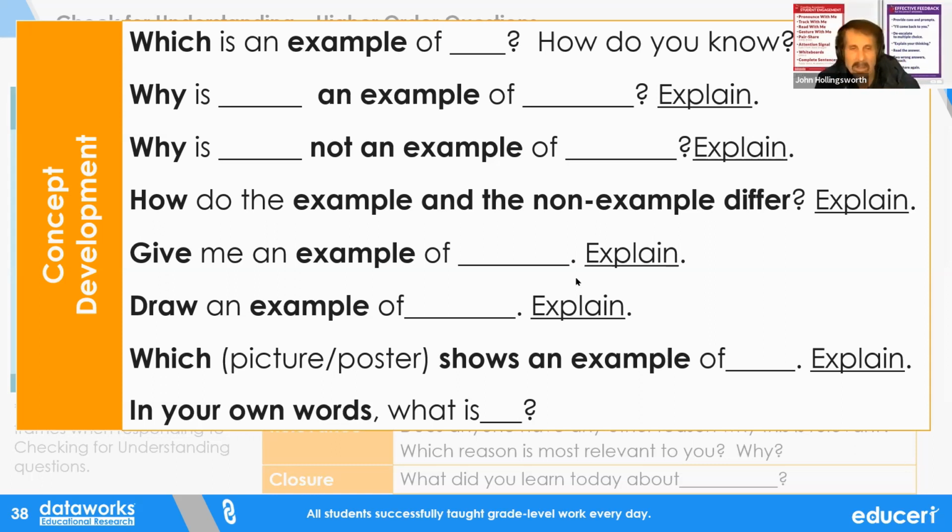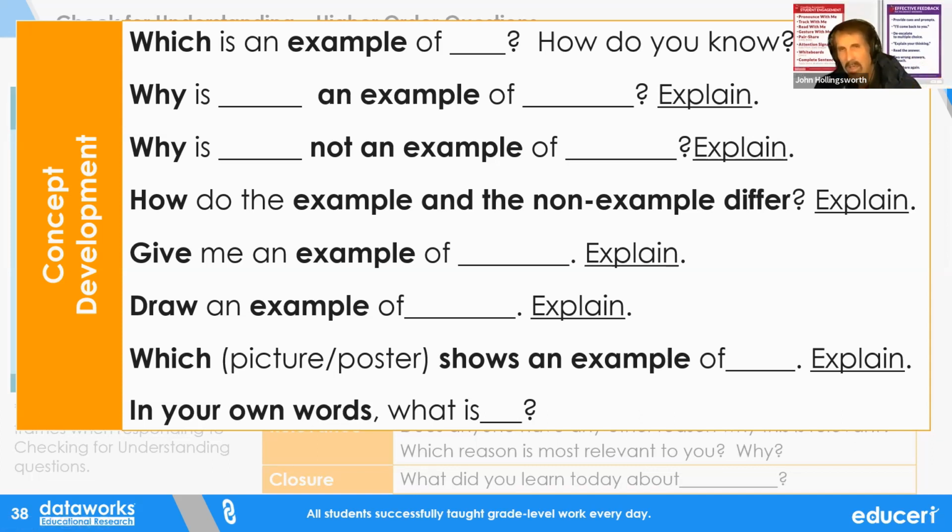And you can add an idea, depending on your grade level. Now, the draw an example could be a good one. Draw an example of a rectangle on your whiteboard and be ready to explain why it's a rectangle. Draw a triangle, draw a circle, draw an acute angle. Sometimes in math the draw an example can work also. You can have visuals here, which is an example of something for volume or surface area or something else. And the last one, of course, is: in your own words, what is a noun?